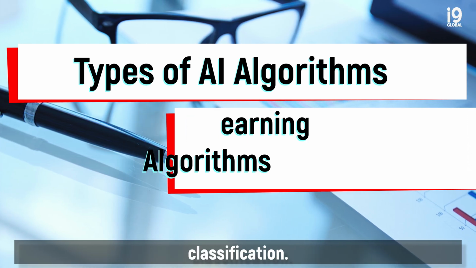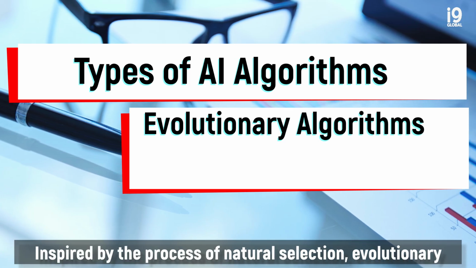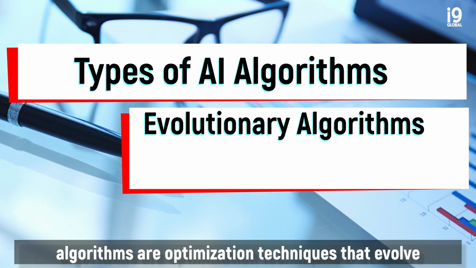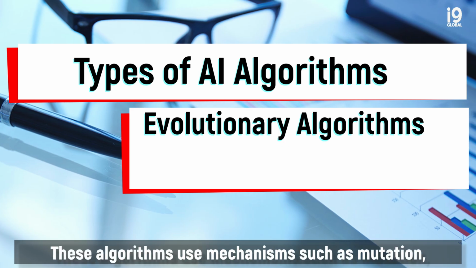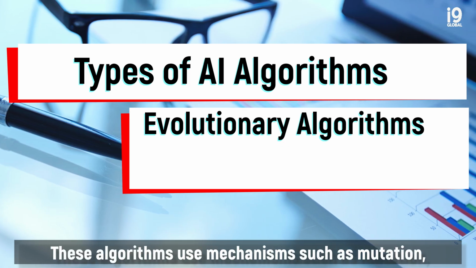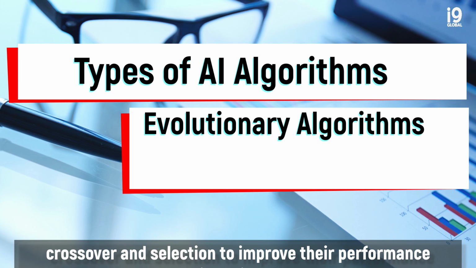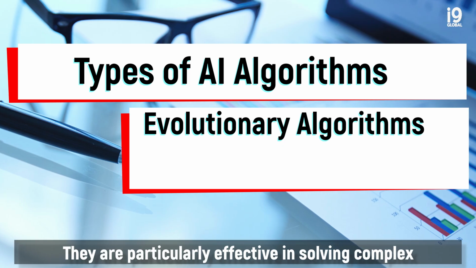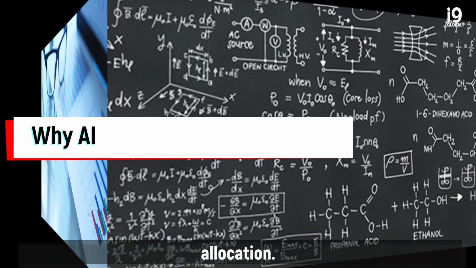Evolutionary algorithms. Inspired by the process of natural selection, evolutionary algorithms are optimization techniques that evolve solutions over time. These algorithms use mechanisms such as mutation, crossover, and selection to improve their performance iteratively. They are particularly effective in solving complex optimization problems, such as scheduling and resource allocation.